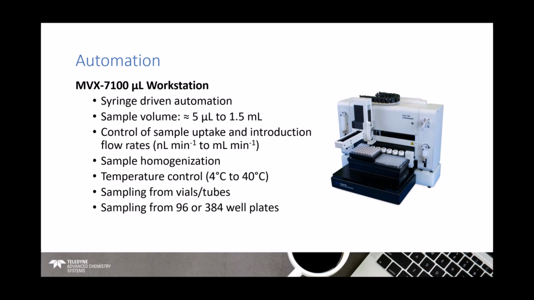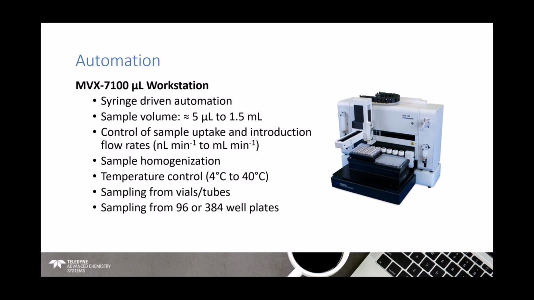So this system will allow you to take up samples of lower volumes down to around about 5 microliters and up to about 1.5 milliliters. That's the standard, but it is flexible beyond there. The system will also allow you very, very accurate control over the sample uptake flow rates and the introduction flow rates. So what we have here on this system is 2 syringe pumps.